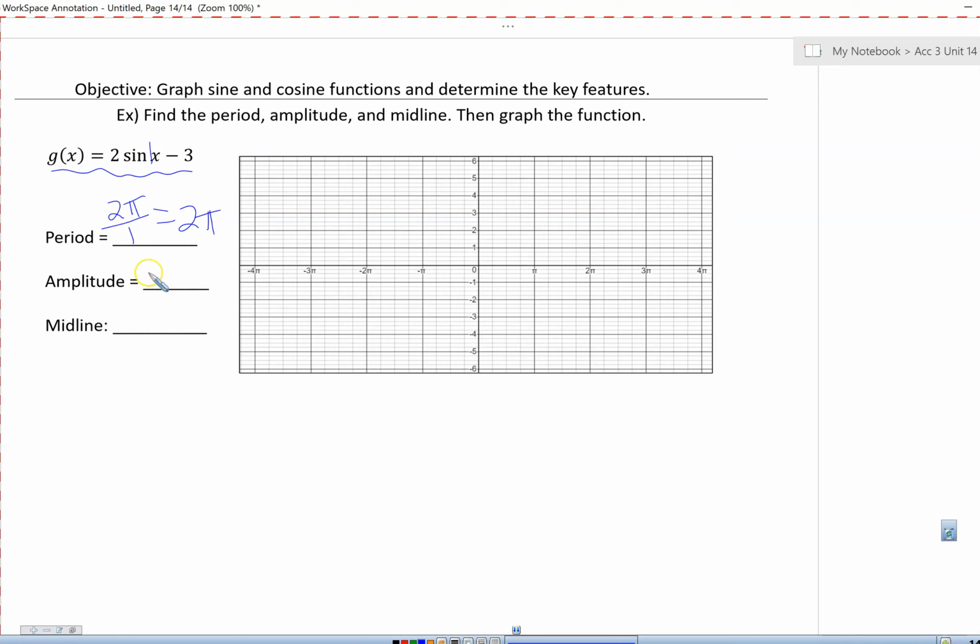Amplitude would be the absolute value of a, so that's the absolute value of 2, which is 2 units. And then our midline is y equals k. K here would be -3. So we get y equals -3. So here's where my midline will be.